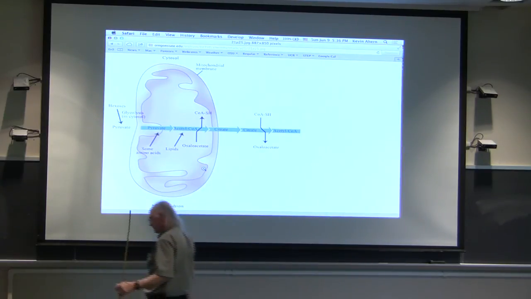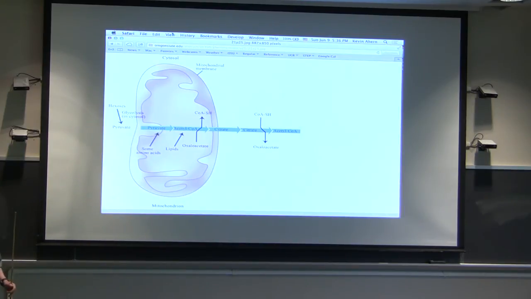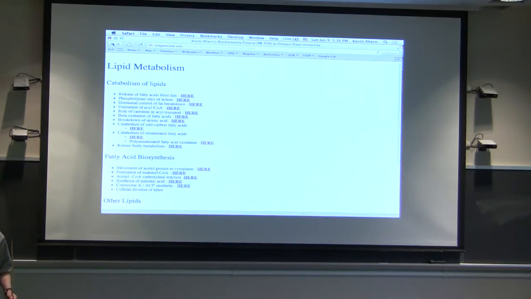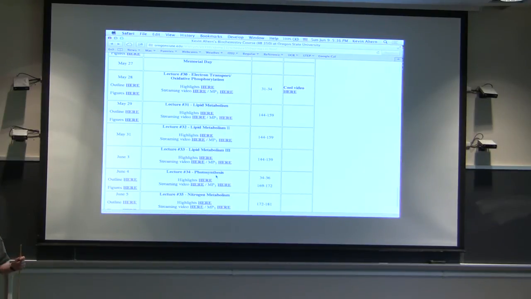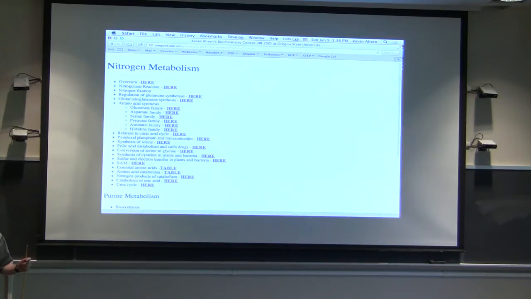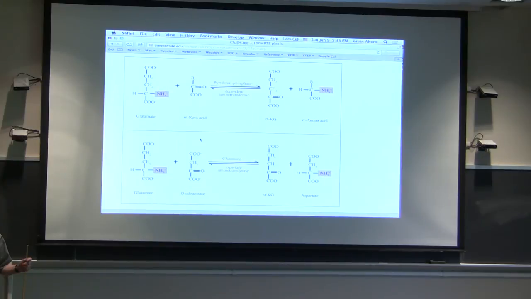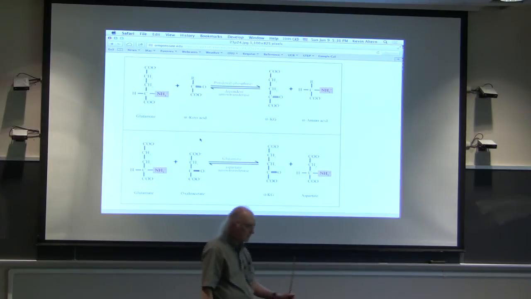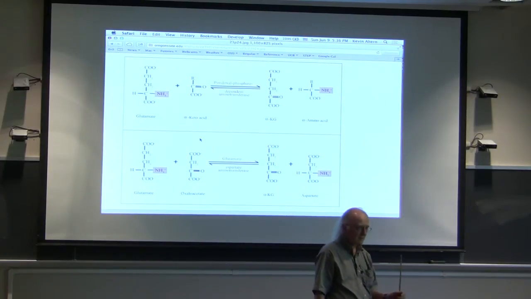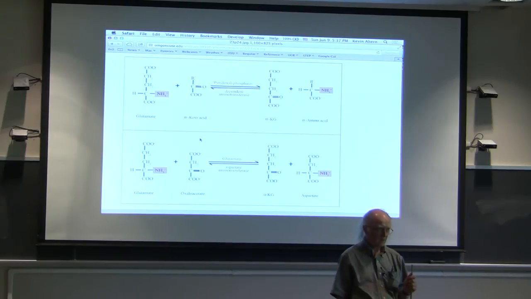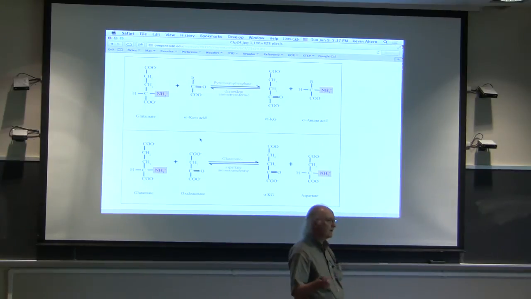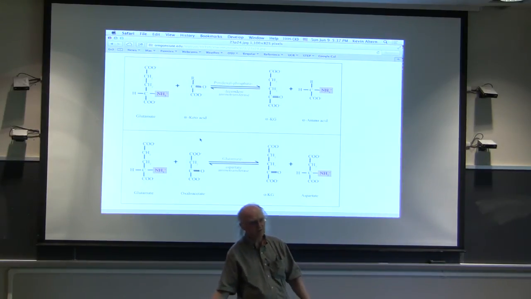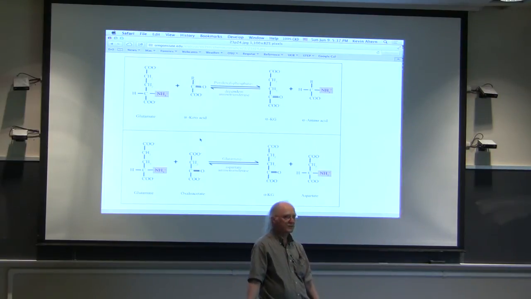Transaminations are very important in the metabolism of amino acids, and they're particularly important because that's how the nitrogens move from one molecule to another. This transamination simply involves swapping of nitrogens for ketone groups. That's all it involves.